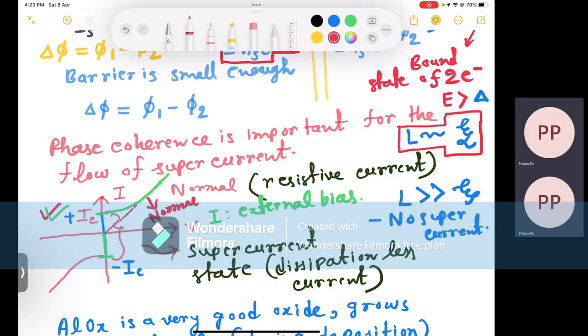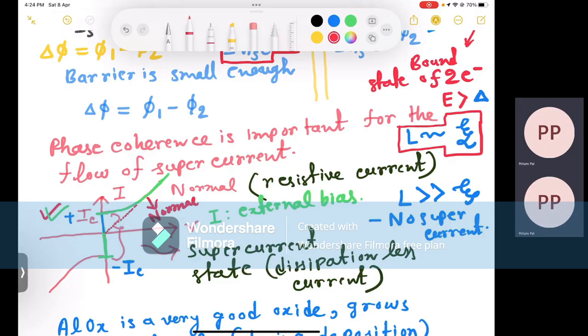So what is happening here? Within this region, let's consider just one quadrant. Let's say we are increasing the current in the positive direction. As long as we are within the limit of I_C, no voltage is developed in the circuit. That means V is zero, which indicates the resistance of the Josephson junction is zero. So the supercurrent still exists.